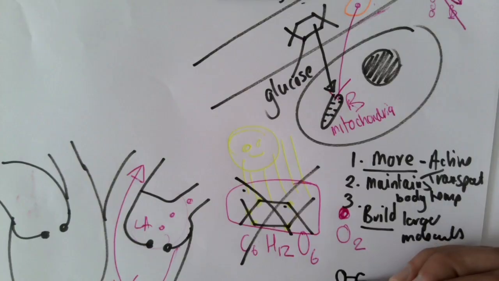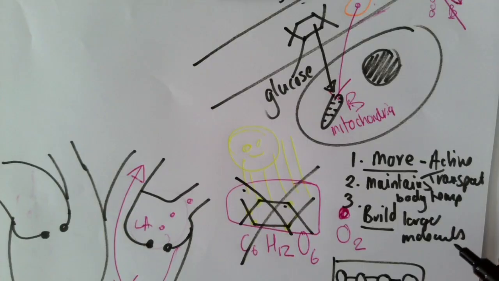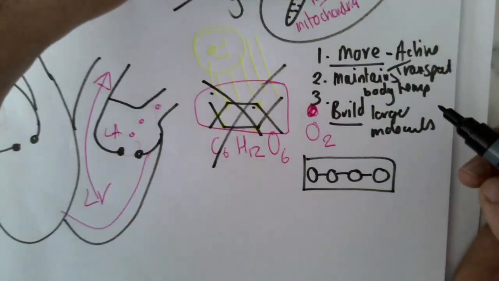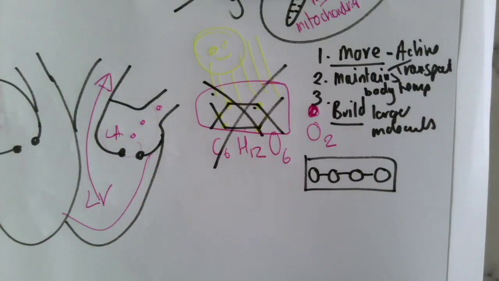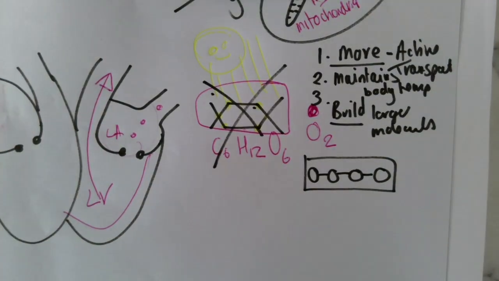Well, if you have glucose plus glucose plus glucose plus glucose, we can build something called glycogen. We did that in B5. Or if it's a plant, it can make something called cellulose. So that's the process of respiration.